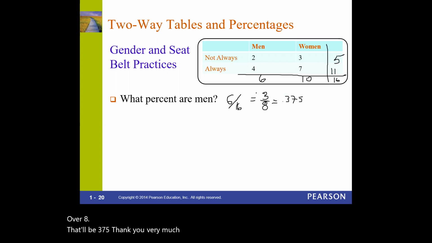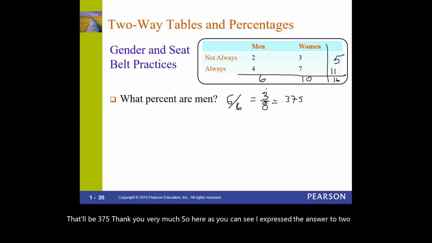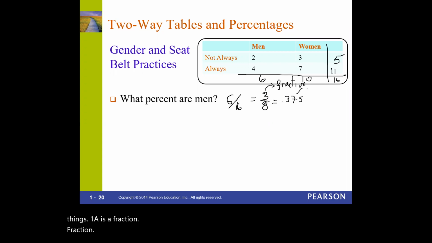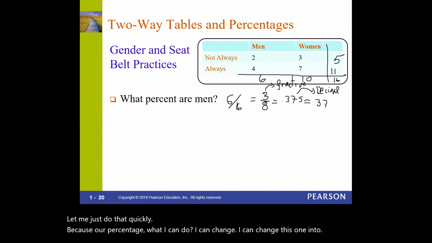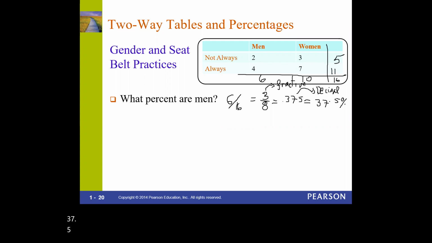So here, as you can see, I expressed the answer in different forms. One is a fraction, and this is a decimal. But because I want a percentage, let me just do that quickly. What I can do is change this into 37.5%. So this is the percentage I was looking for.